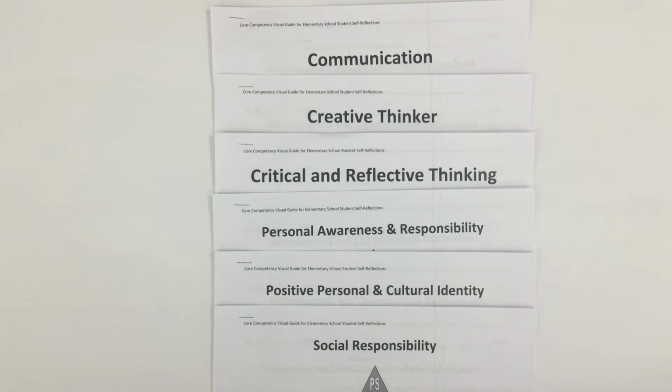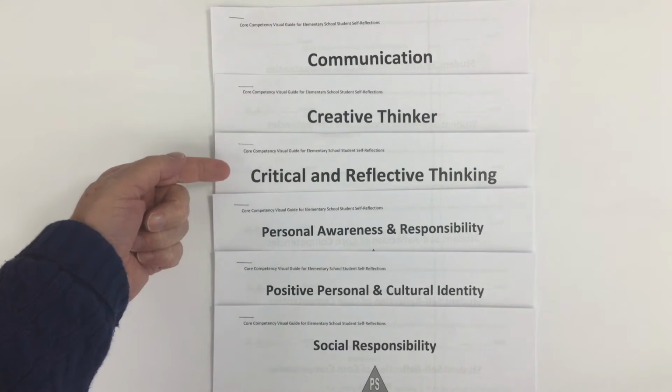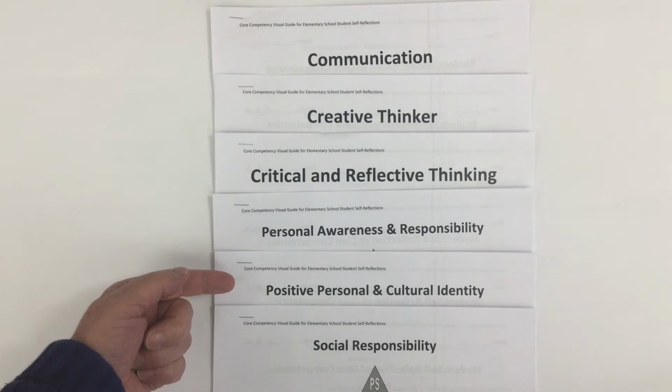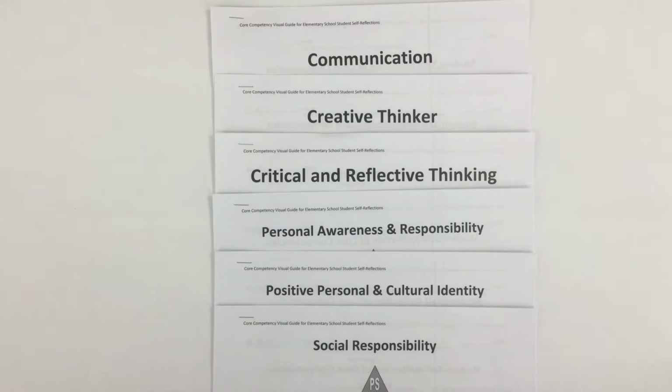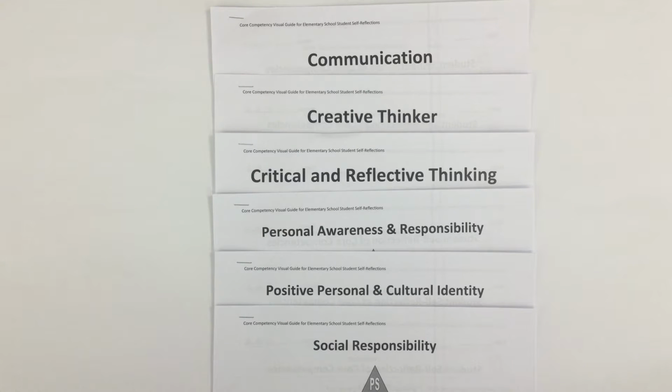All of the student materials in workbooklet format are supplied to you in PDF format for easy printing off. Once they've been printed off, you can also photocopy them, using the pages you want to keep in the program or excluding some pages. There are 6 booklets which have been created: Communication, Creative Thinker, Critical and Reflective Thinking, Personal Awareness and Responsibility, Positive Personal and Cultural Identity, and Social Responsibility.